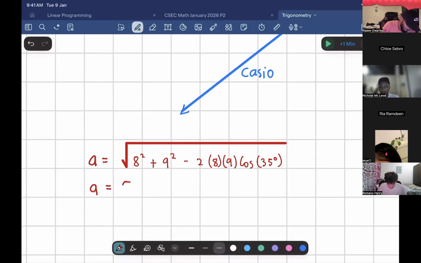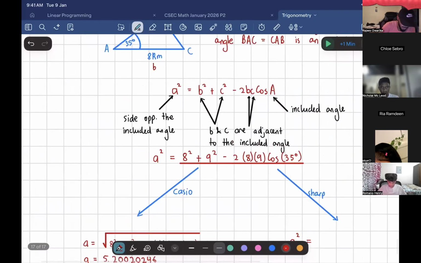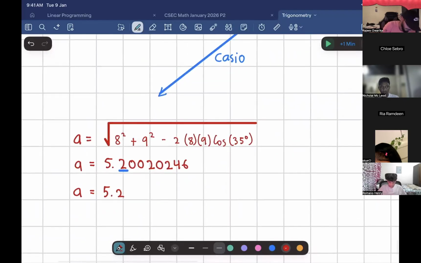Okay, so I get 5.20020246. Right. So let's identify my first decimal place. Can we see that this is the first decimal place? Yes, sir. What's the number after 2? 0. So we're just gonna round down, right? So it's just gonna be 5.2. And the units are going to be in kilometers because I just found for length. And in brackets, I'm going to write to 1 decimal place.